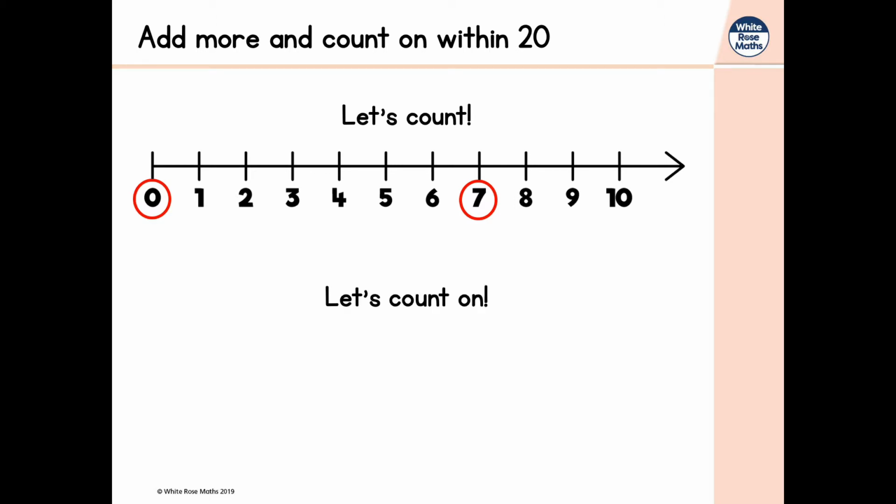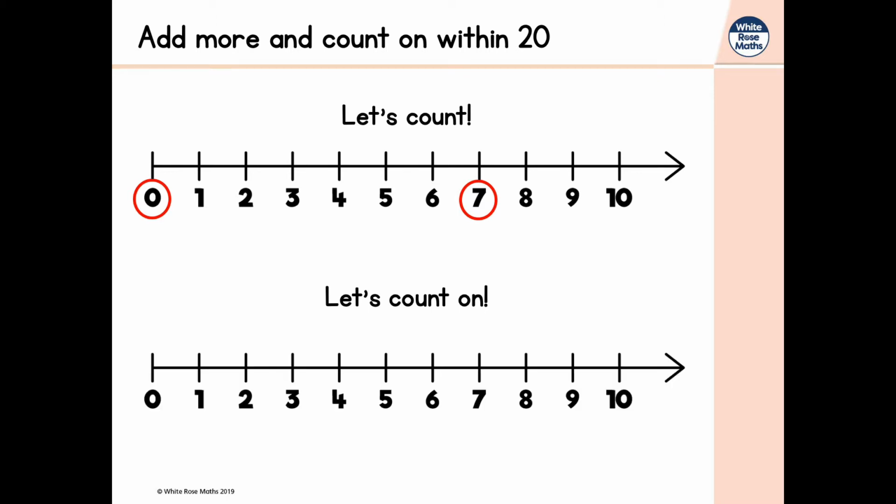Now let's try something called count on. So instead of starting at 0, let's start at 3 and count on till we get to 7. Let's say the number 3, but now we're going to count on. 4, 5, 6, 7. Excellent.